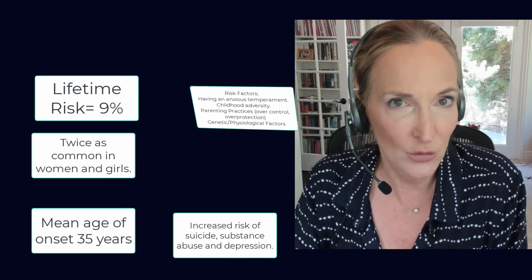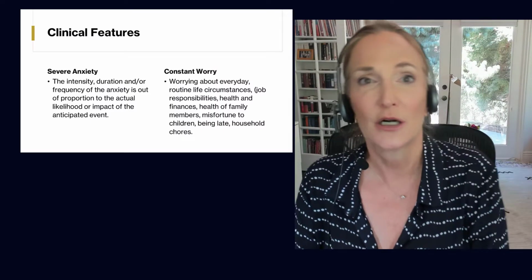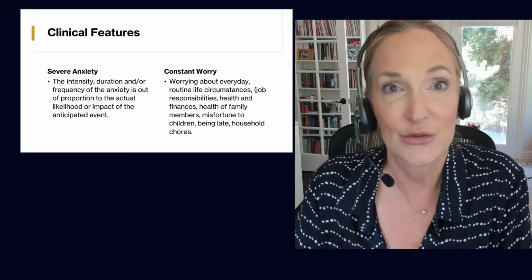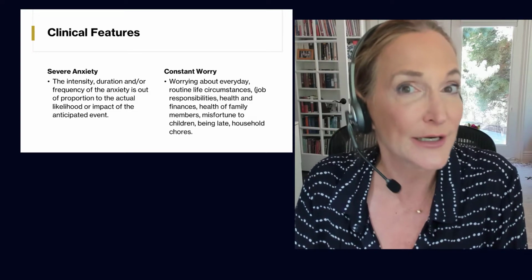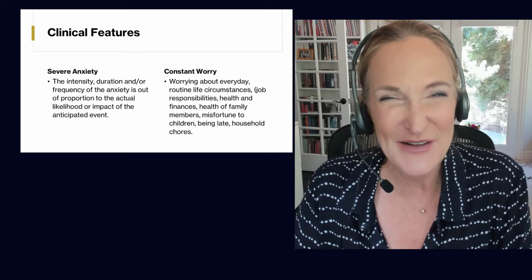So that's it. That's a quick summary of generalized anxiety disorder. The most important points, I think, are that it is not the same thing as non-pathological worrying, non-pathological stress. GAD really represents a much more severe problem and something that tends to interfere with everyday functioning. So that's it for today.